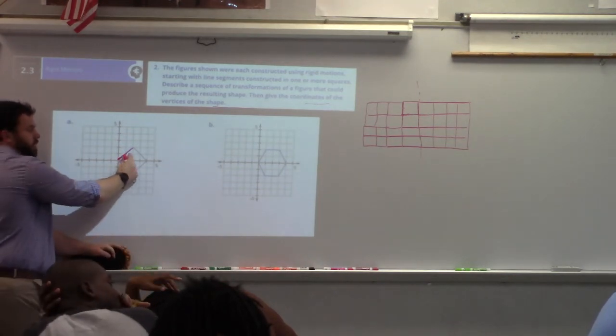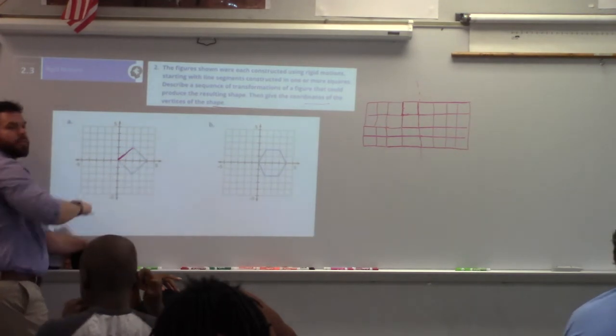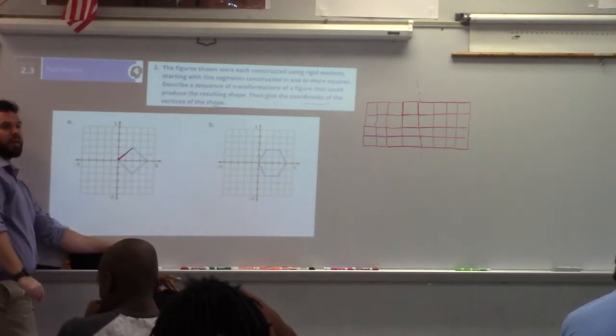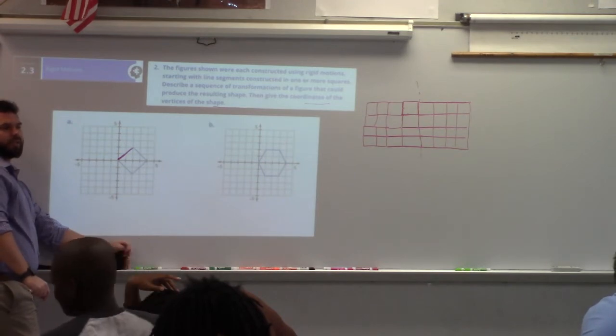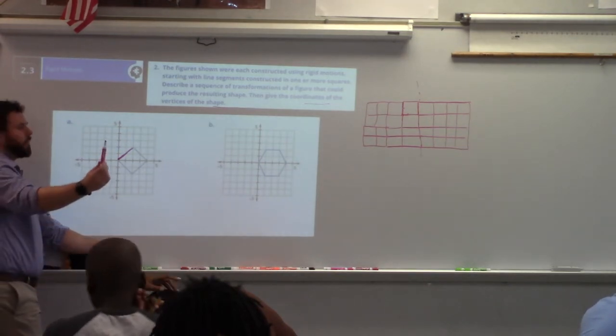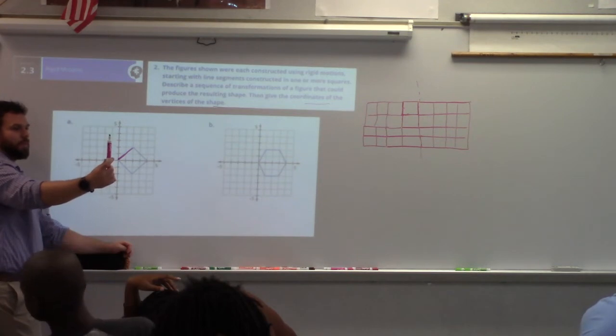So translating gives me this whole line segment now, right? Yeah. Now I have a lot of options. Reflect. How am I going to reflect it? To the right. When you say to the right, draw a line up here that we're going to reflect across.